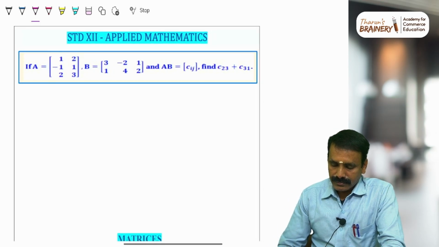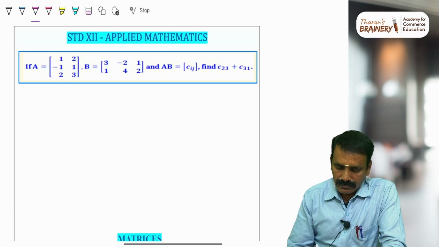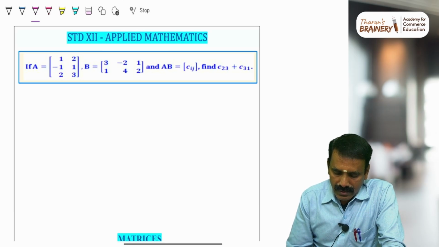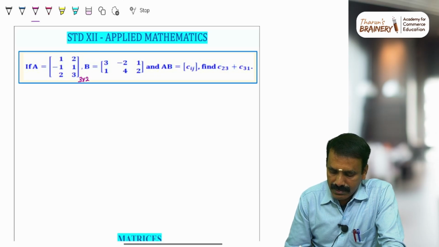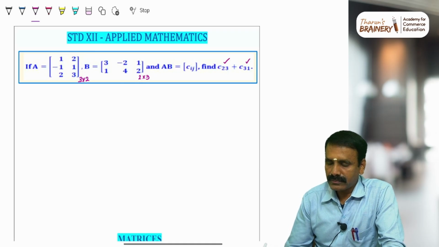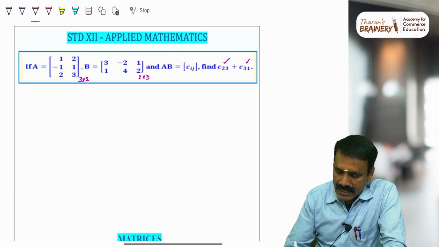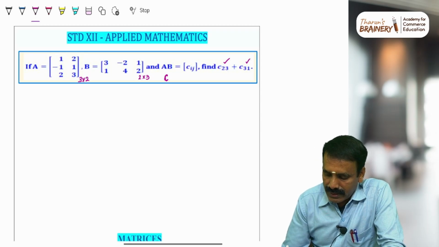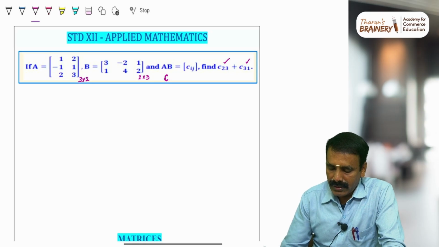Now we have a typical question. If A is a matrix of order 3 by 2, 3 rows and 2 columns, B is a matrix of order 2 by 3, and AB is going to have the elements Cij, we are supposed to find C23 and C31. AB is considered as matrix C, the product, in which we are going to find the sum of only 2 elements, C23 and C31.